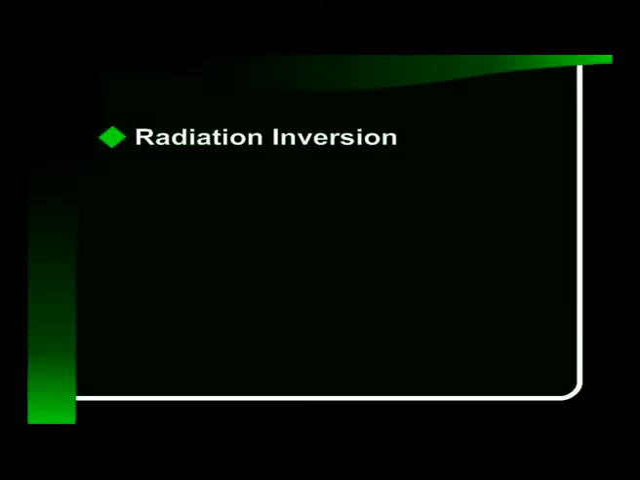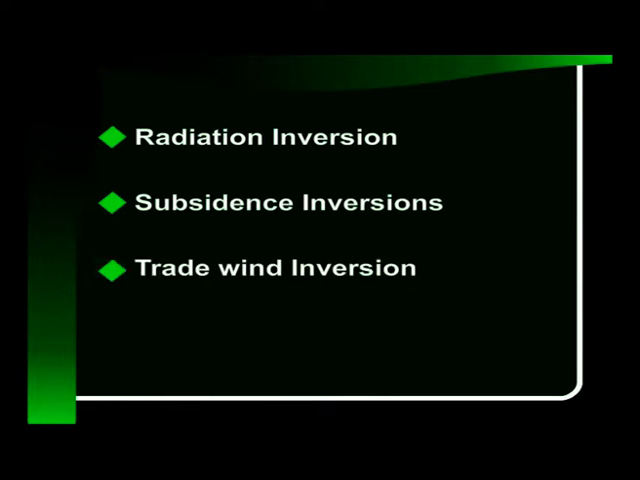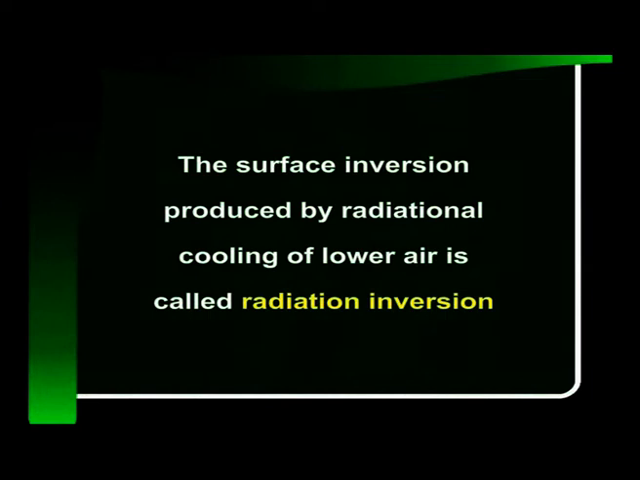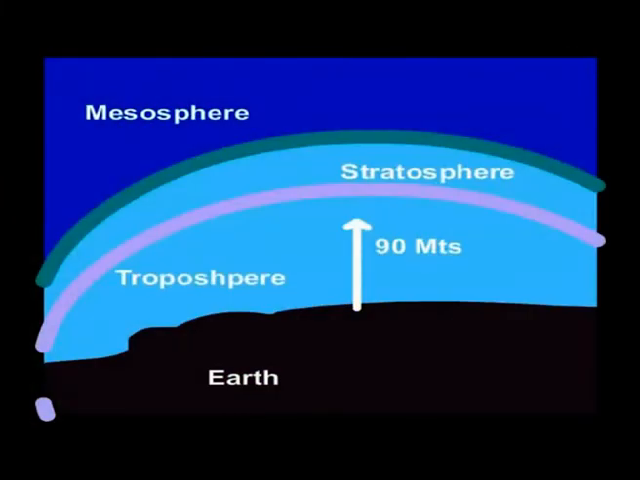Radiation inversion, subsidence inversion, trade wind inversion, frontal inversion. Radiation inversion: the surface inversion produced by radiational cooling of lower air is called radiation inversion. The inversion layer develops at an altitude of about 90 meters.